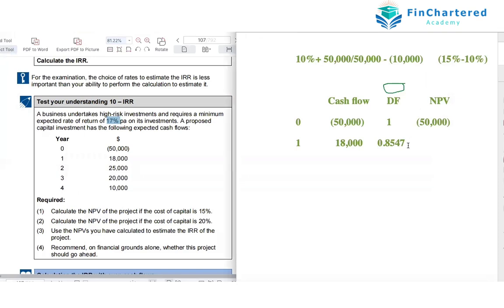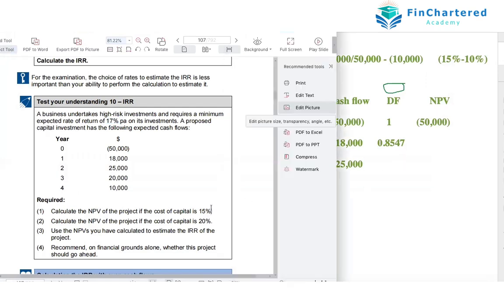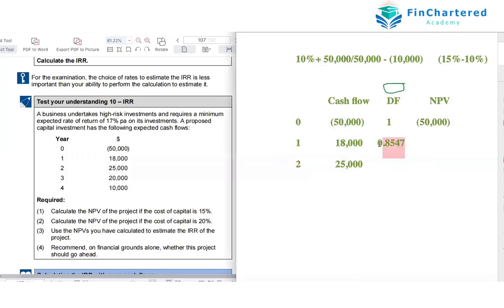$0.8547 into 18,000 is how much? Quickly, all of you do the calculations fast. Second one is 25,000 again into the discount factor. Discount factor of 15%. I'm sorry, guys. Why did I take 17%? The question mentions, oh yeah.